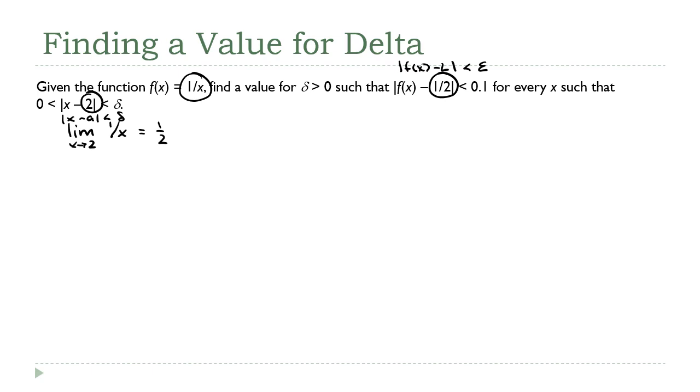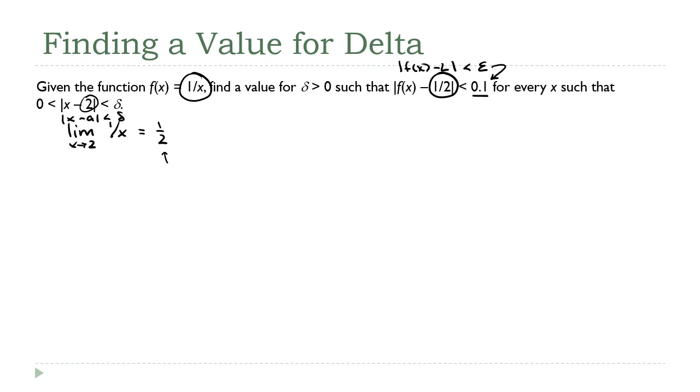So what's going on here is we've been given this function, f of x equals 1 over x. We've been given the value we believe is its limit, and we've been given an epsilon value. But what we want to do is find the value of delta that goes along with it, right? We want to find a value of delta where if we pick any value of x within delta units of 2, the corresponding function value is within 0.1 units of 1/2. All right, so how do we do that?